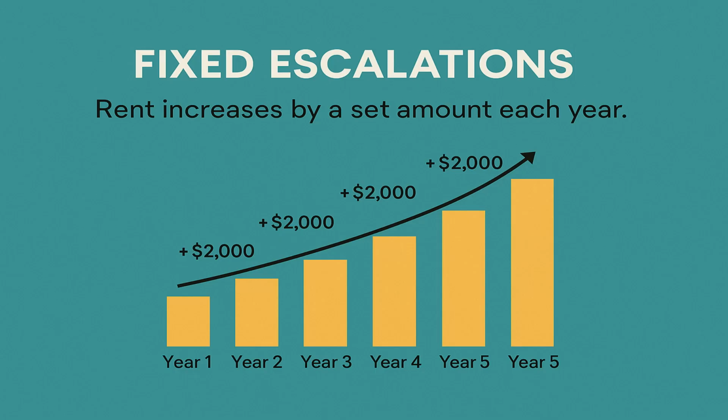With operating expense pass-throughs, tenants pay their share of any increase in actual costs. For example, if building expenses go from $9 to $10 per square foot, and you occupy 10% of the property, your additional cost is just 10 cents per square foot. These escalations are based on real numbers, not guesses, so they can change year to year. This is why it's important to ask for detailed reconciliation reports.